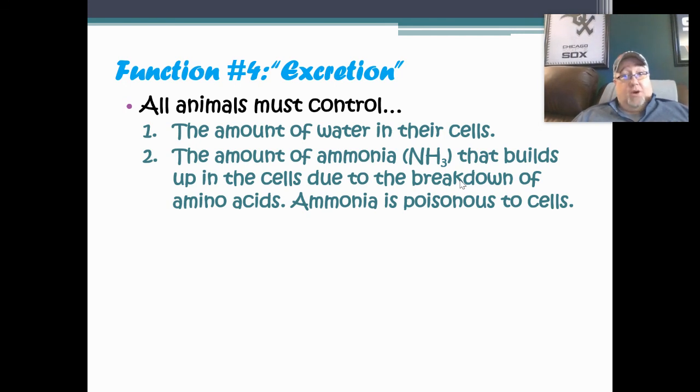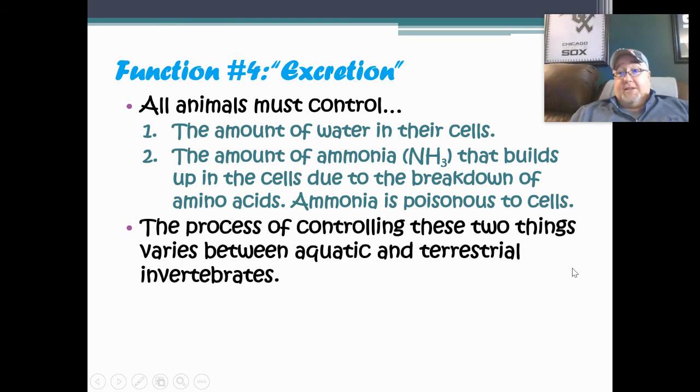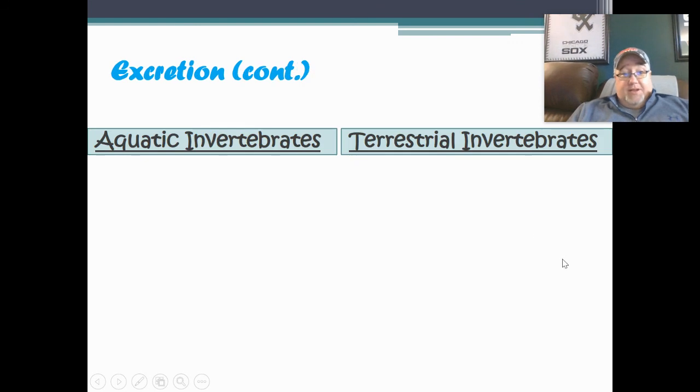So if our cells don't get rid of it, we'll die. So that's really, really important. Now, we do have special organs in our body, our kidneys, that help to filter out that ammonia. And again, we just release that through our urine. So again, every animal has to do this.